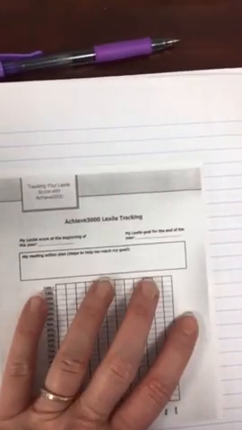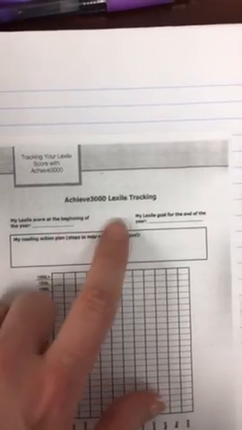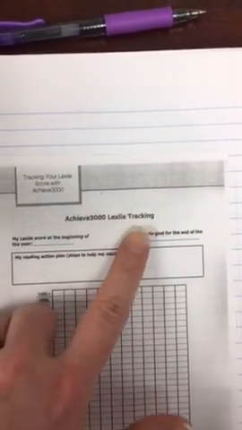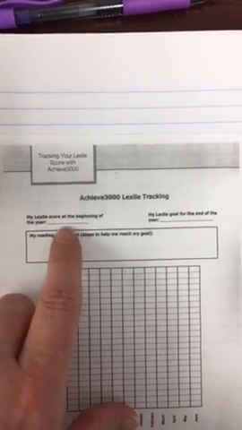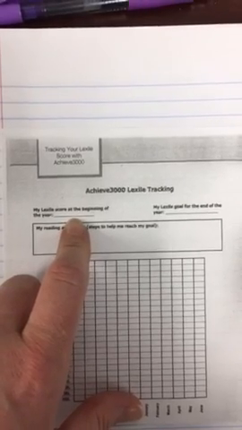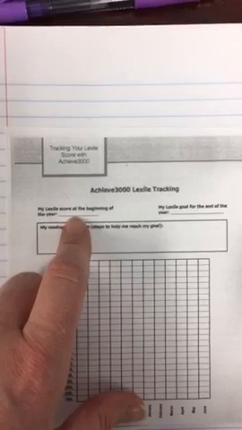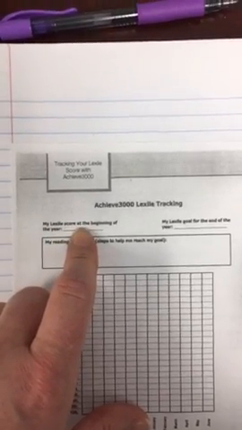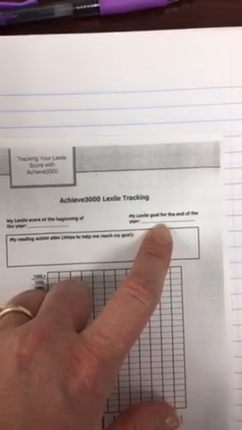Over here on the right-hand side is your 3rd paper you'll glue down. This is for Lexile tracking. It says here, my Lexile score at the beginning of the year. Miss Flynn will call you back one at a time throughout the week to remind you what your score was at the beginning of 8th grade, and you'll write it down right here. And then I'd like you to come up with a goal for yourself for the end of the school year.